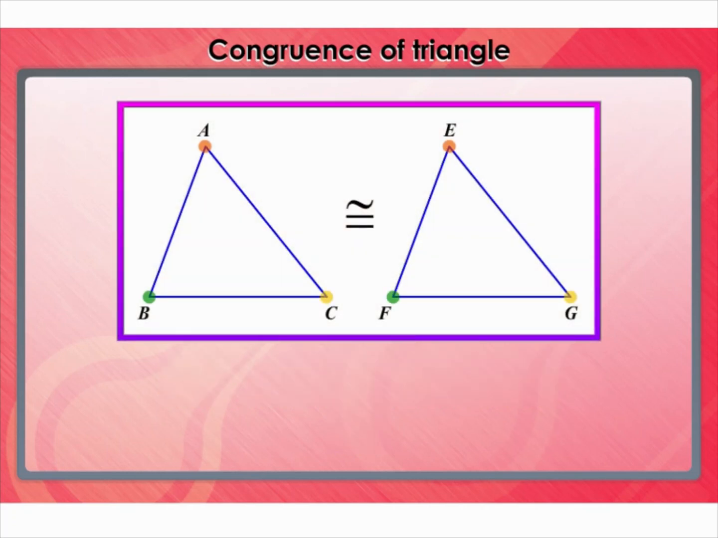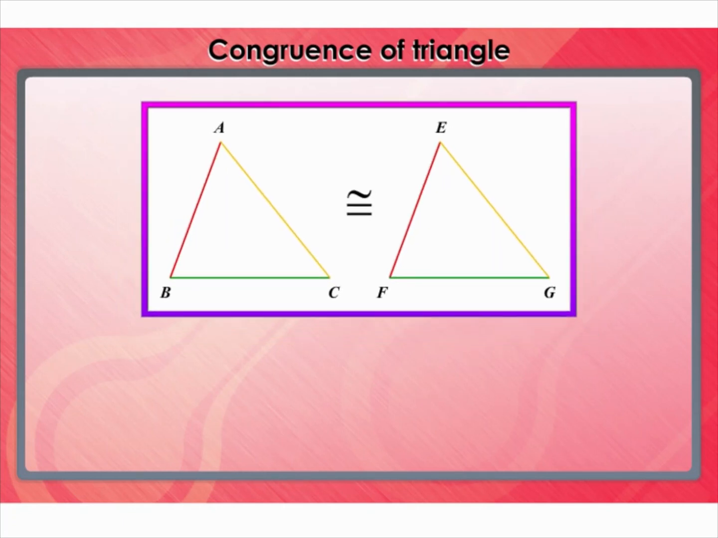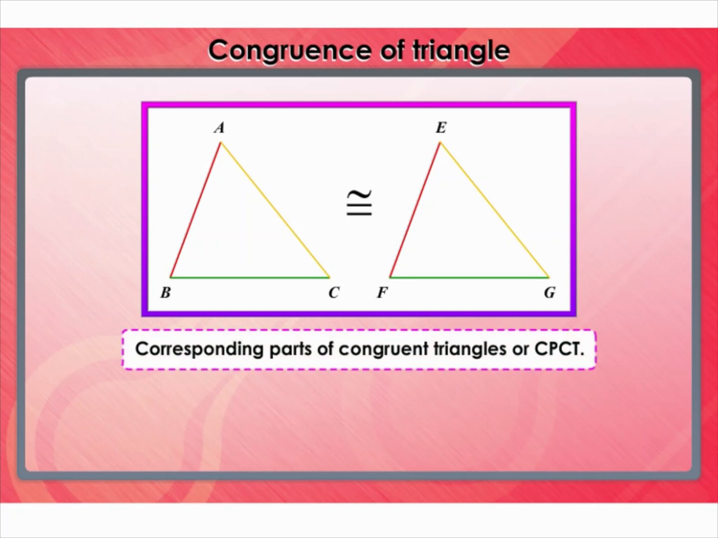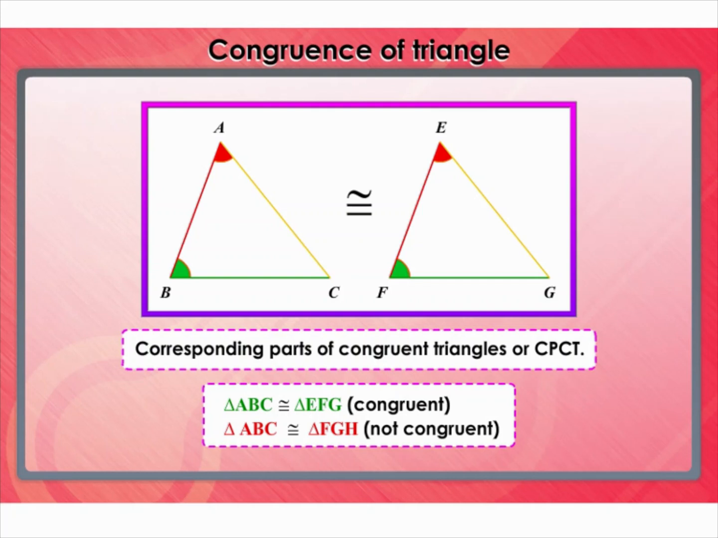Again, we consider the two triangles. Triangle ABC is congruent to triangle EFG. Also A corresponds to E, C corresponds to G. For any two congruent triangles, the corresponding parts are equal, and this is termed corresponding parts of congruent triangles, or CPCT. Based on the above discussion, triangle ABC is congruent to triangle EFG, but triangle ABC is not congruent to triangle FGH.